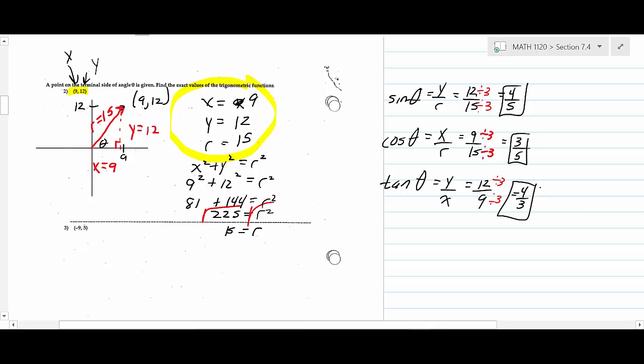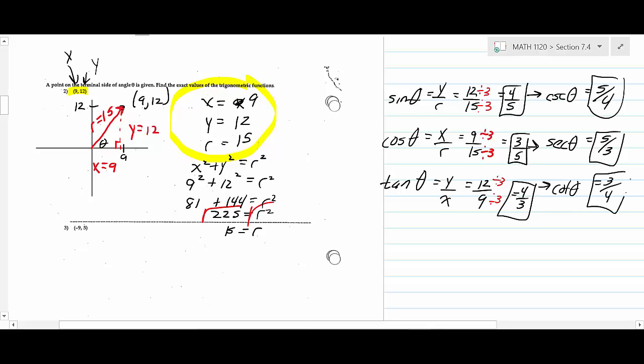Now, the other thing from here is which trig function is the reciprocal of the sine? Cosecant. You need to get that down. So the cosecant would be 5 over 4. Once you get the sine, the cosecant's a piece of cake. What's the reciprocal of cosine? Secant. So the secant of theta would be 5 over 3. And then the reciprocal of the tangent is the cotangent of theta. So that'll be 3/4. So that's how you're doing that.